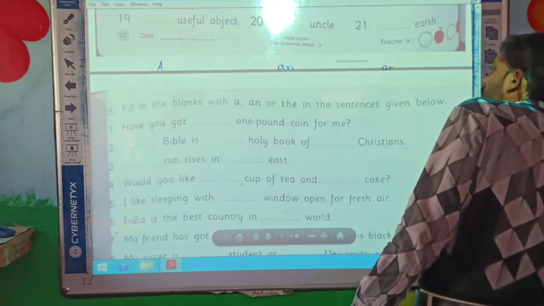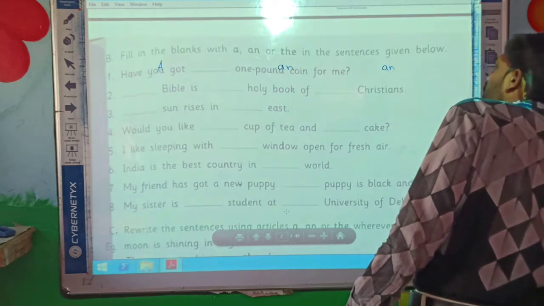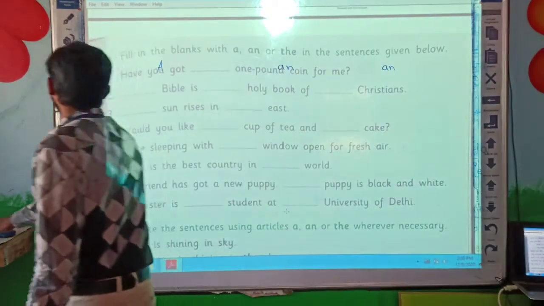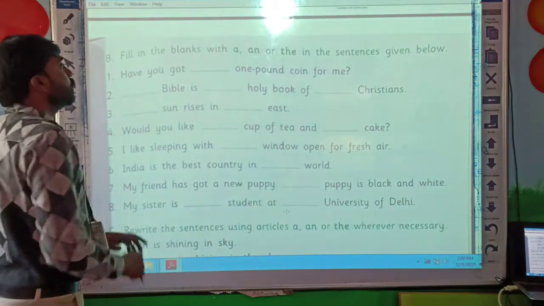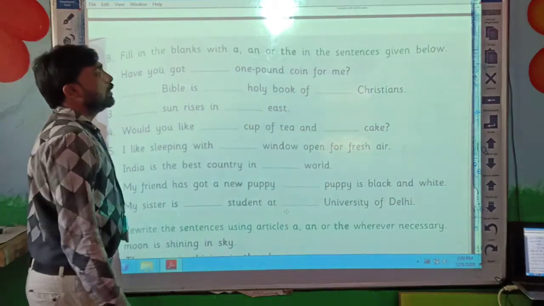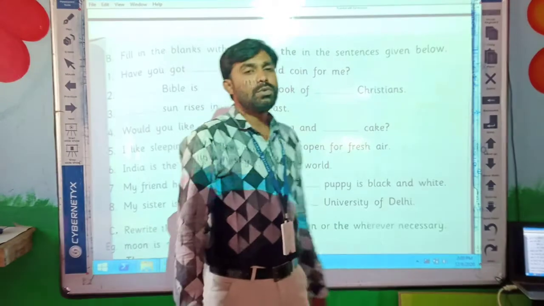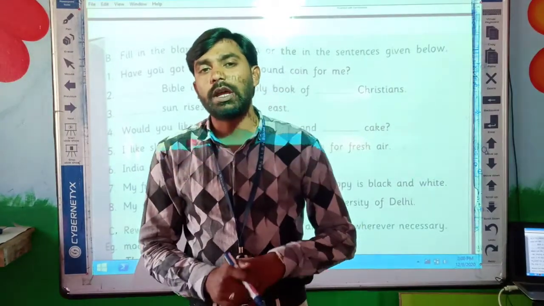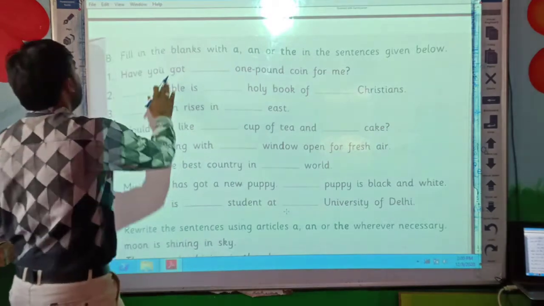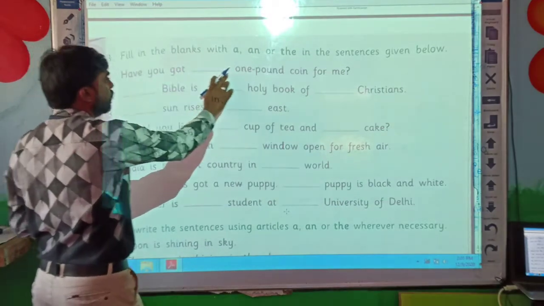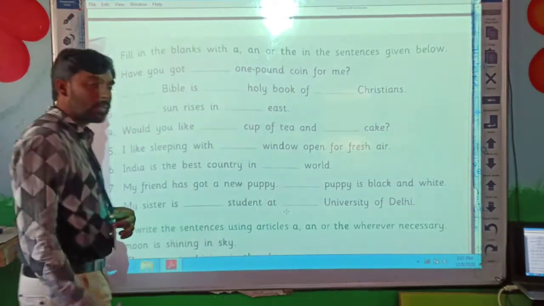Page number 63. Now see question B. What is given here? Fill in the blanks with a, an or the in the sentences given below. Now sentences are given there and we have to fill the blanks to complete the sentences. Have you got dash £1 coin for me?